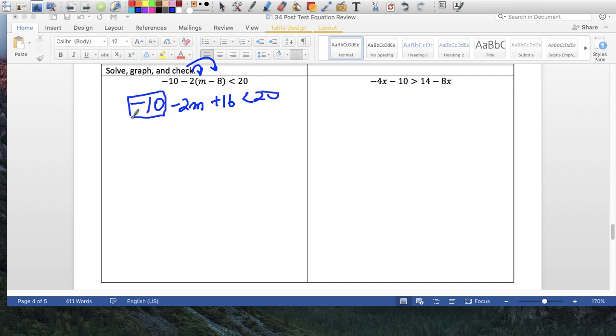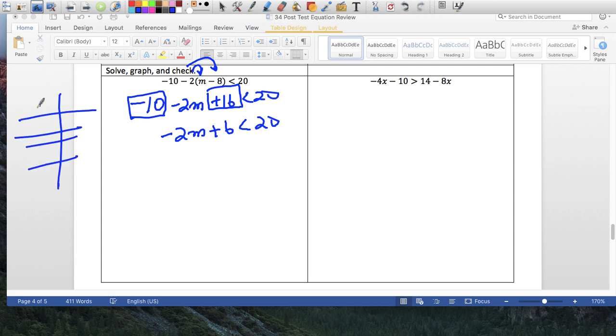We're going to combine this guy with this guy. Negative 10 plus 16 is somewhere around negative m, and then negative 10 plus 16 is plus 6. Less than 20. Write your story. Variable m times negative 2 plus 6 less than 20. Going backwards, we're going to do minus 6 and then divide by negative 2.